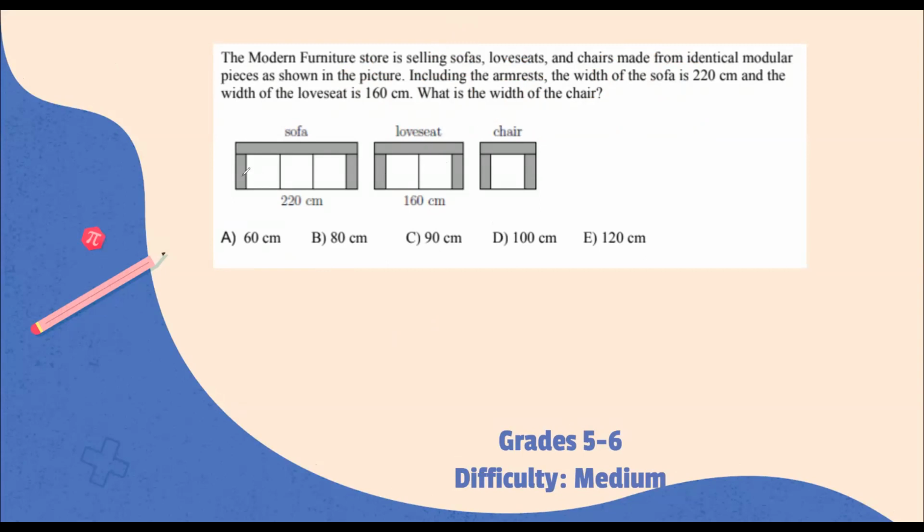So if you include the length of the armrests, which are these short black bars, and notice that the armrests are the same for each seat, right? There are 2 armrests in each seat. So including the armrests, the width of the sofa is 220 centimeters, and the width of the love seat is 160 centimeters. So can anyone tell me the width of the chair?